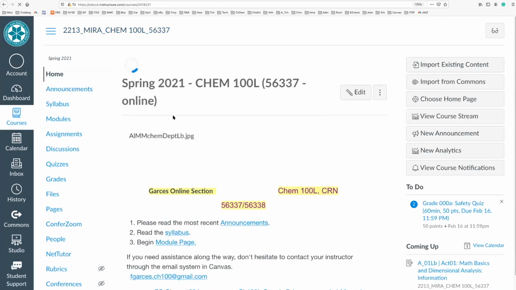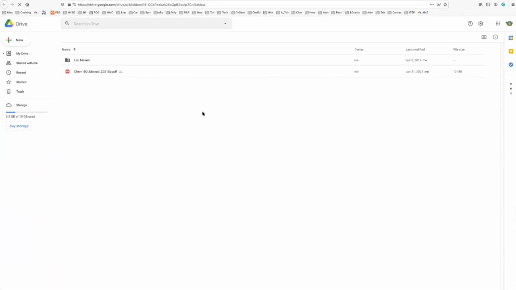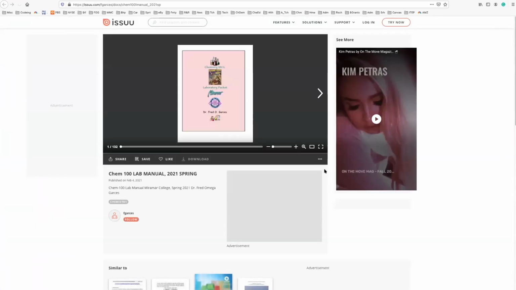I also want to point to the feature that I just added. I put in here a way to access my website. You can click here, the Google Drive. Google Drive has the lab manual as well as any PowerPoint that I might have. You can just access it directly there. And then the lab manual. So this is the lab manual.